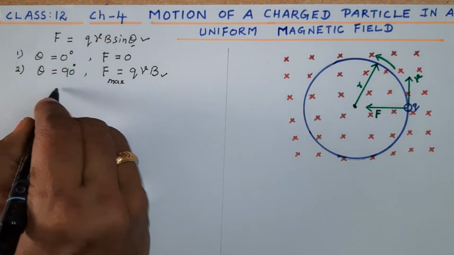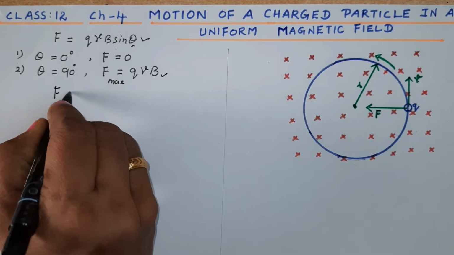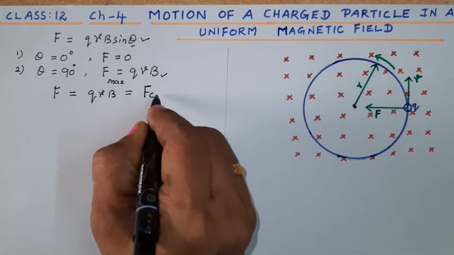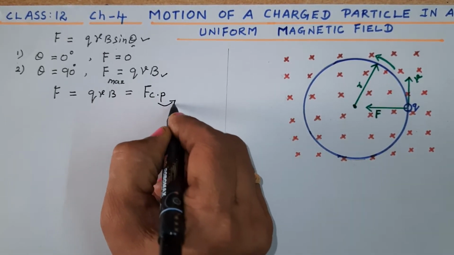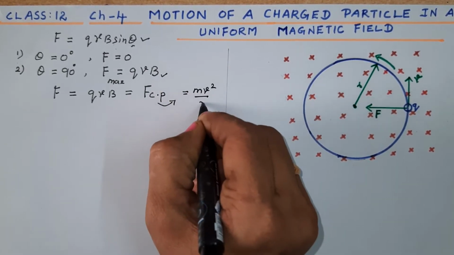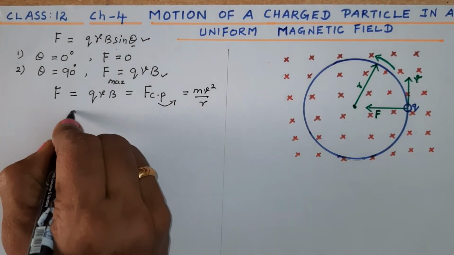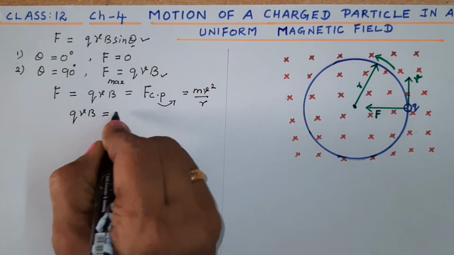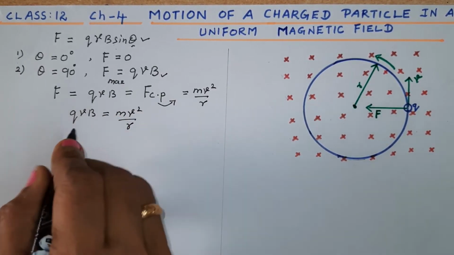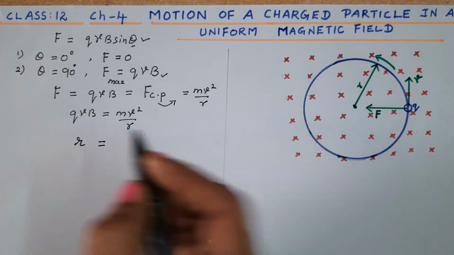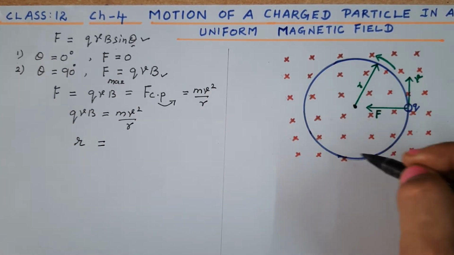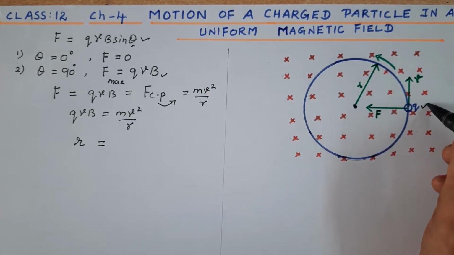Therefore, we can write the magnetic force QVB and relate it to the necessary centripetal force. This centripetal force is given by the formula mv square by r, which we know already. When we equate QVB to mv square by r, comparing the two forces, we can write the value of r, the radius of the circular path, due to the magnetic force experienced by the particle.